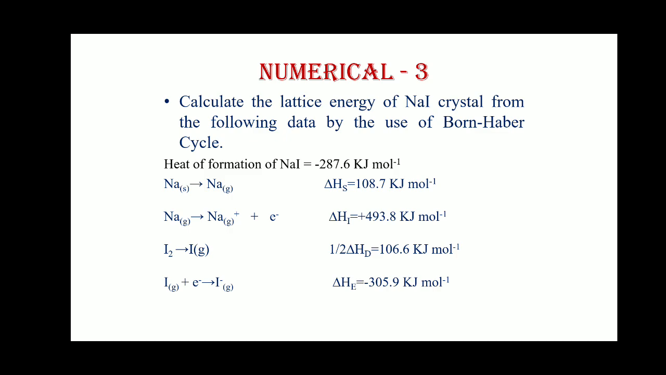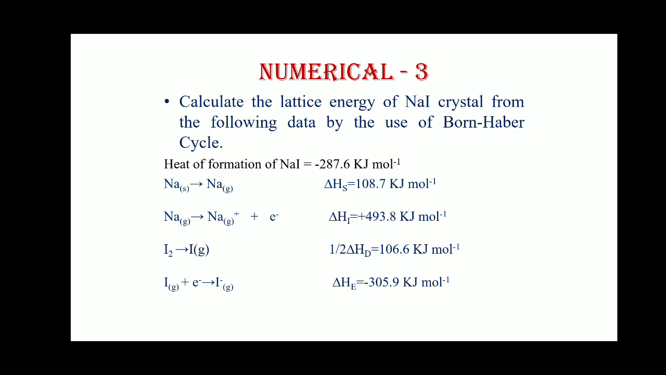Sodium in gaseous state converts into gaseous positive cation, and an electron is released. What is this? Ionization energy. So delta H, the heat of ionization, is equal to plus 493.8 kilojoules per mole. Next, I2 is converted into I, that is the heat of dissociation. So half the heat of dissociation is equal to 106.6 kilojoules per mole. And in the last step, gaseous iodine adds an electron and converts into I negative, that is the energy of electron affinity. So delta HE is equal to minus 305.9 kilojoules per mole.